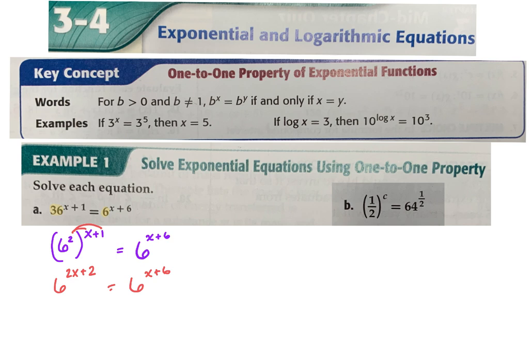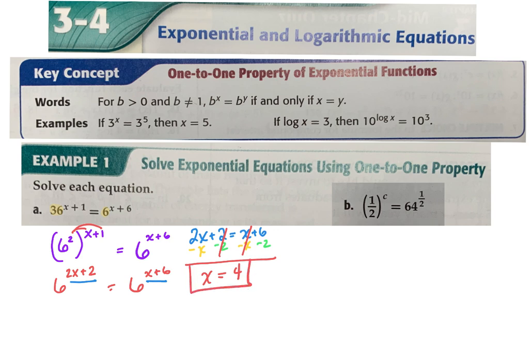Once my bases are the same, I can set the exponents equal to each other. So I can say 2x plus 2 equals x plus 6. Take your numbers to one side, variables to the other. Cancels here, cancels here. 2x minus 1x is x. 6 minus 2 is 4. x equals 4.